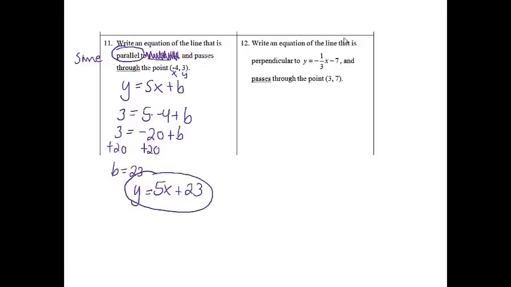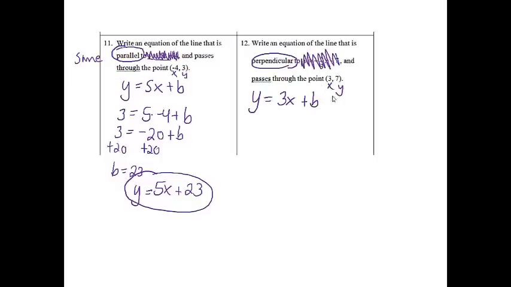Okay, question 12. Write an equation of the line that is perpendicular to y equals -1/3 x minus 7 and passes through the point 3, 7. Okay, I circled perpendicular to remind myself that I need to do perpendicular, not parallel this time. So if this first line says y equals -1/3 x, mine is going to be y equals the opposite of it, which would be positive, and the flip of 1/3, which would be 3. So my line's going to say y equals 3x plus b because I don't know what my b is, and I'm going to cross that line out because I don't need it anymore.